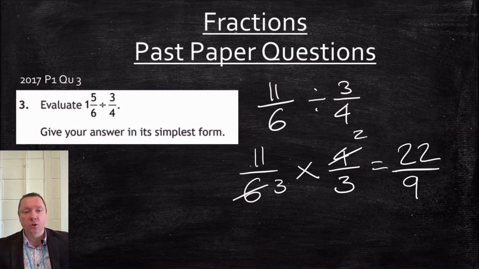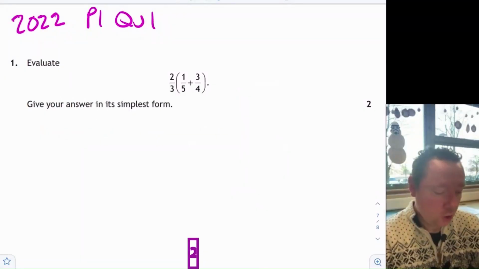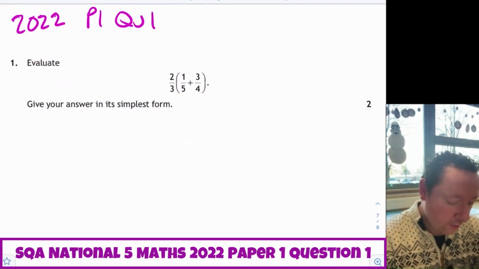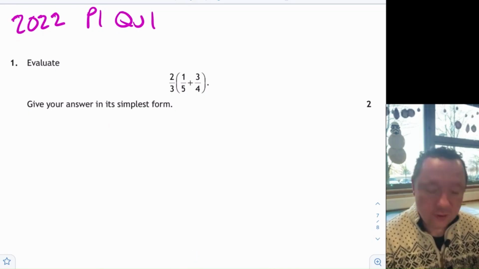Just double check there's no more simplification. There is not. At this stage I can leave my answer like that. I do not have to change it back to a mixed number, so that's fine. If I did change it back to a mixed number, I would get 2 4/9. 2022, just last year, paper 1, question 1, evaluate 2/5 times 1/5 plus 3/4.